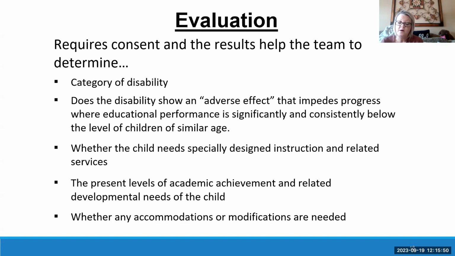Step two would be that the child is evaluated. The evaluation must assess the child in all areas related to the child's suspected disability. The evaluation results will be used to decide the child's eligibility for special education and related services and to make decisions about an appropriate educational program for the child.